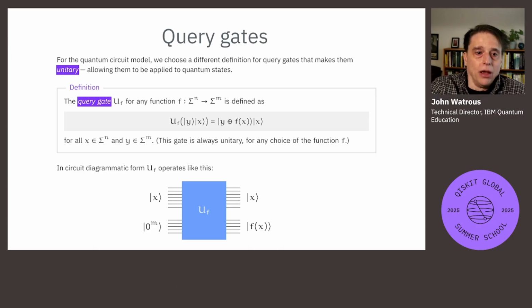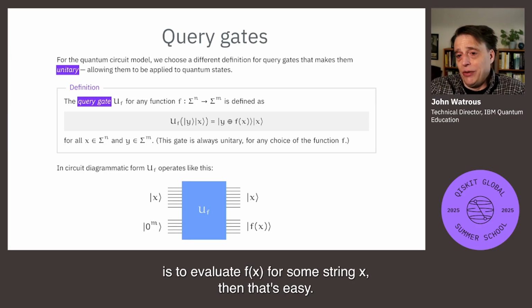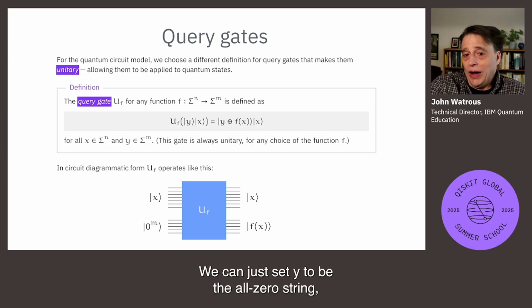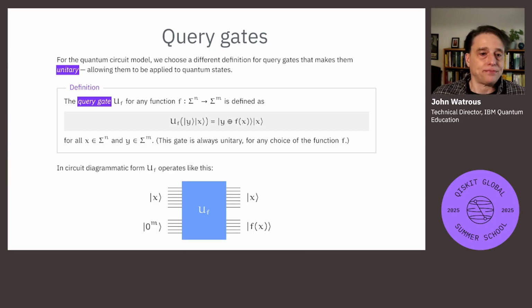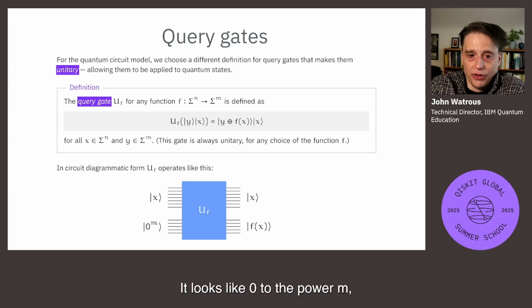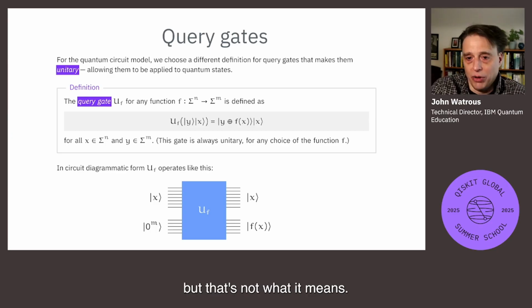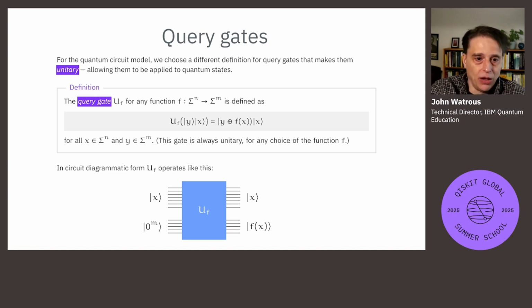In fact, for this operation, we'll get that the operation is its own inverse, so U_f dagger is equal to U_f. By the way, if all we want to do with these gates is to evaluate f of x for some string x, then that's easy. We can just set y to be the all 0 string, so that when we take the bitwise exclusive OR, we end up with just f of x. Here, by the way, you can see the notation that's used to denote the all 0 string. It looks like 0 to the power m, but that's not what it means. It just means the string of zeros having length equal to m.